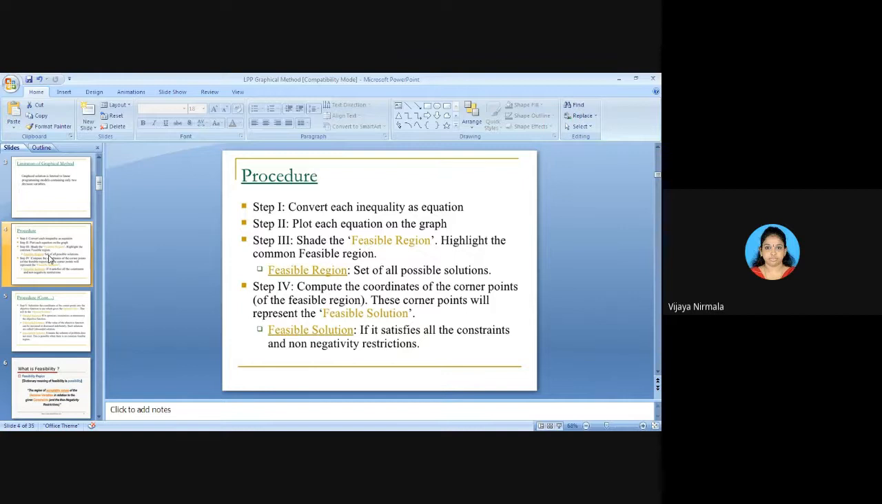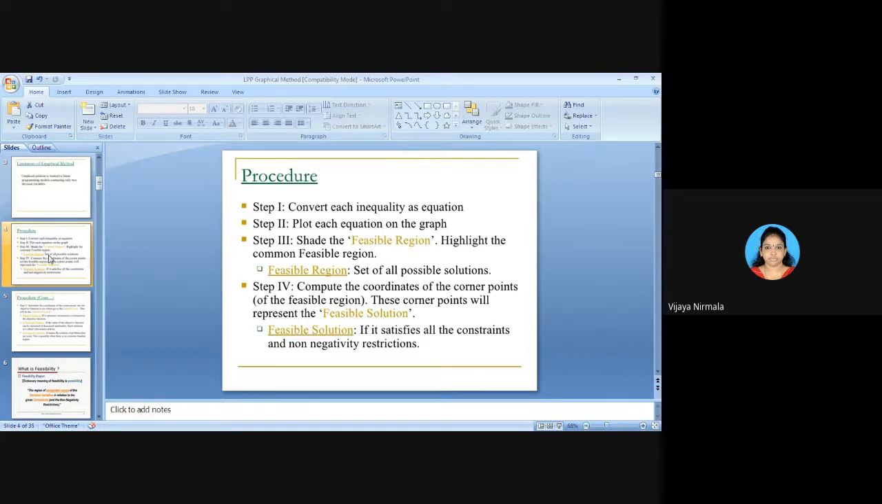What is a feasible region? That is the set of all possible solutions that we get. Feasible region in the sense, set of all possible solutions. Whatever the possible answers that we get, that is being called a feasible region. So that is to be shaded in step 3.